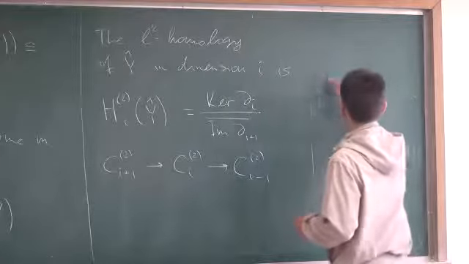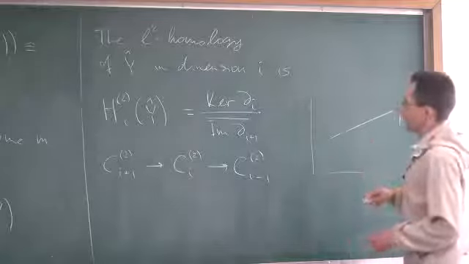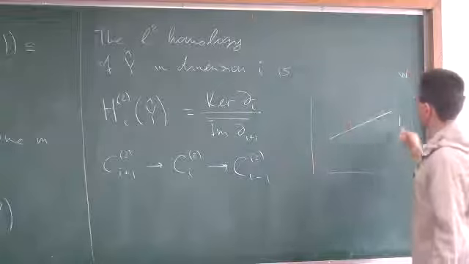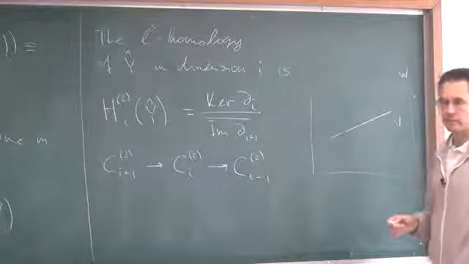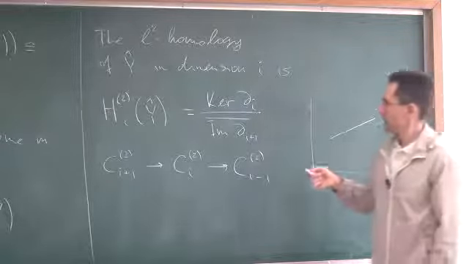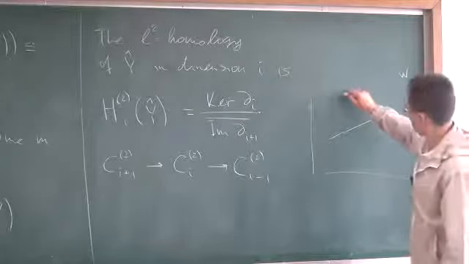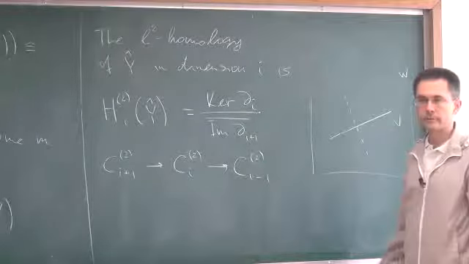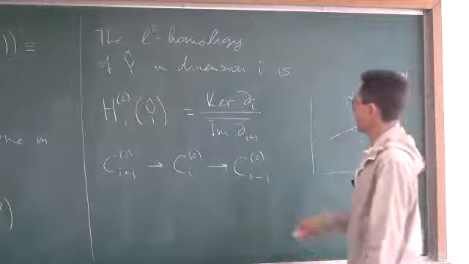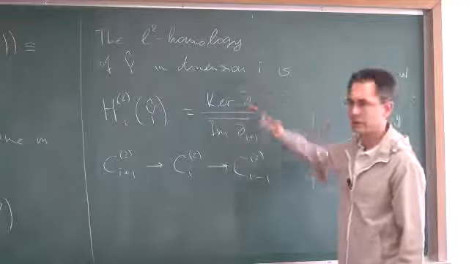So say you have some big space W and then you have a subspace V in it. What is the quotient of W by V? In the realm of Hilbert spaces, this can be identified with the orthogonal complement of V. So this is V, and this is the same thing as the orthogonal complement of this space in this space.